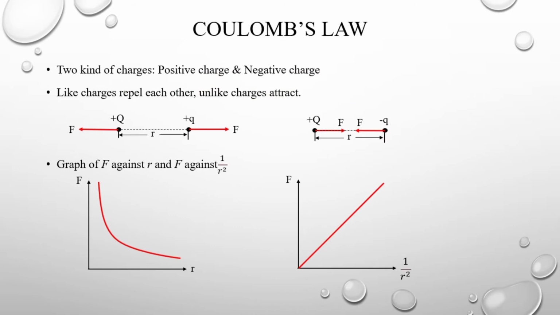Like charges will repel each other and unlike charges will attract each other. From here we see that a plus Q charge and a plus Q charge will repel each other with the force directed away from each other. And here a plus Q charge and a negative Q charge will have the force directed towards each other. This is the graph of F against r and F against 1 over r squared.